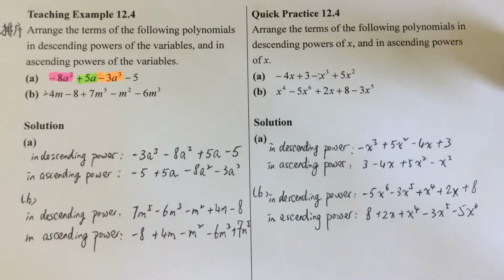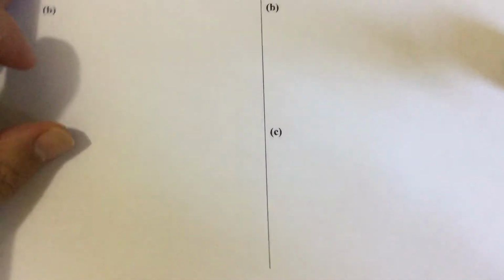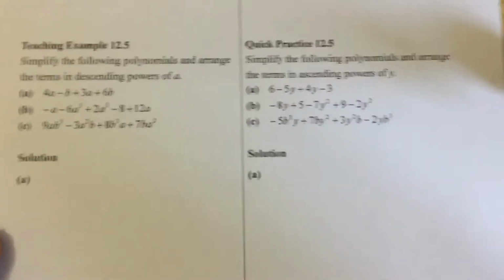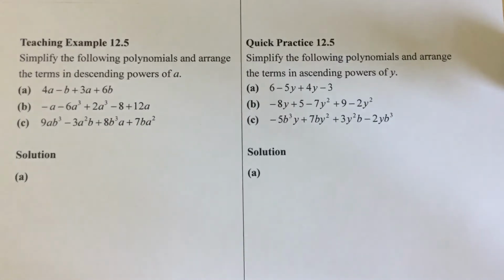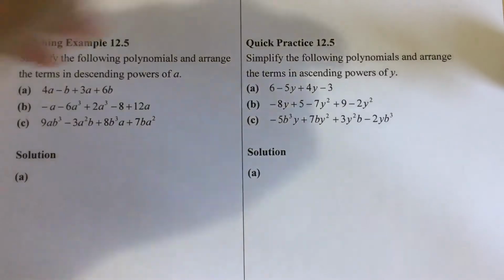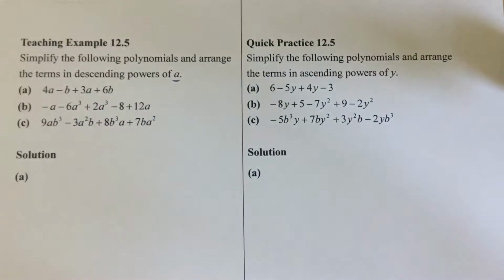Okay, now we will go to the second teaching example and the quick practice 12.5. This time you're going to simplify the following polynomials. That means you are going to find the like terms, do the addition and subtraction, and arrange the terms in descending powers of A. That means the term with more A will go first. So these are the questions we're going to do.